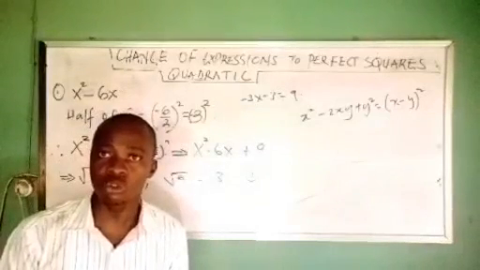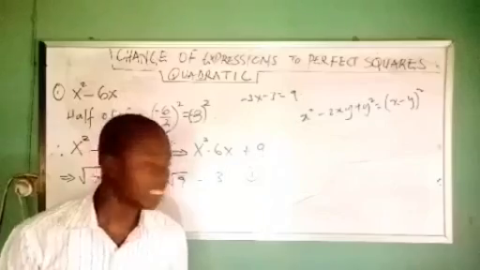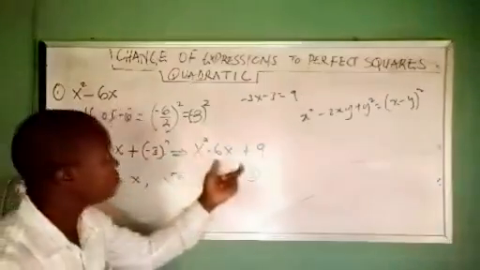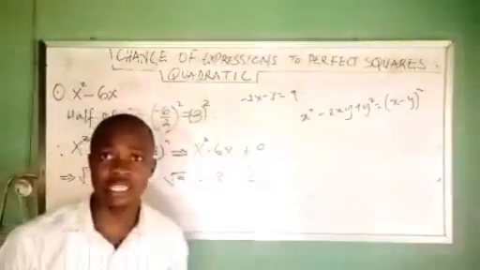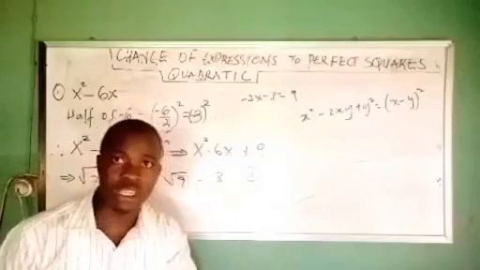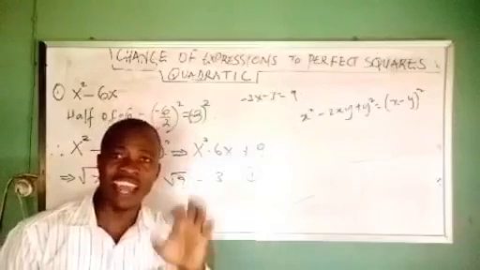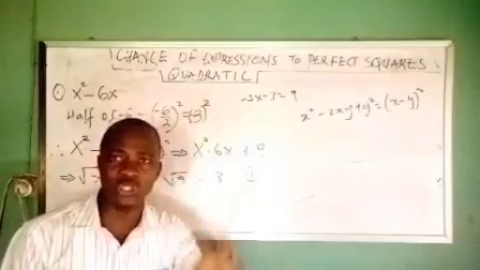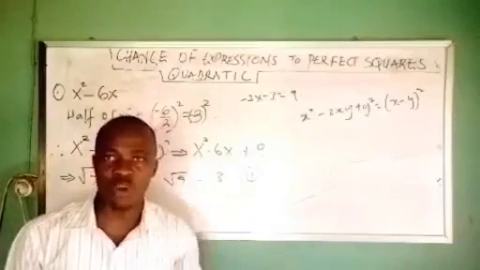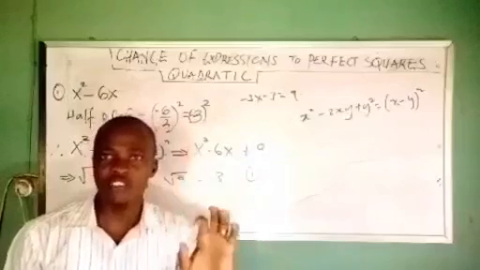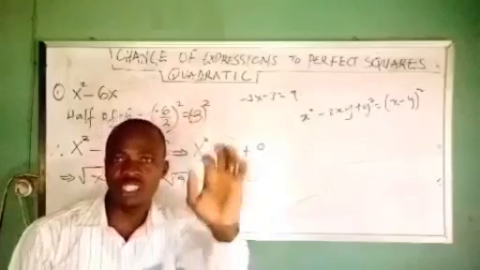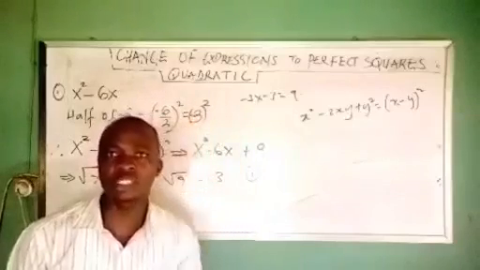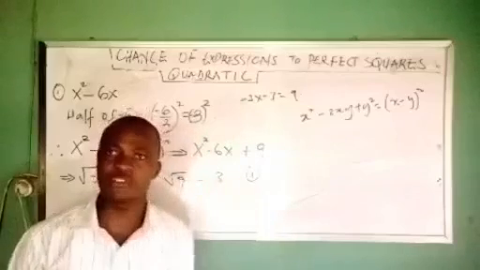If you want to determine that an expression is actually a perfect square quadratic, or if you are given any form of expression and they ask you to determine whether it is a perfect square quadratic, I stated 2 conditions to follow. These 2 conditions must hold before you can affirm that this is a perfect square quadratic.